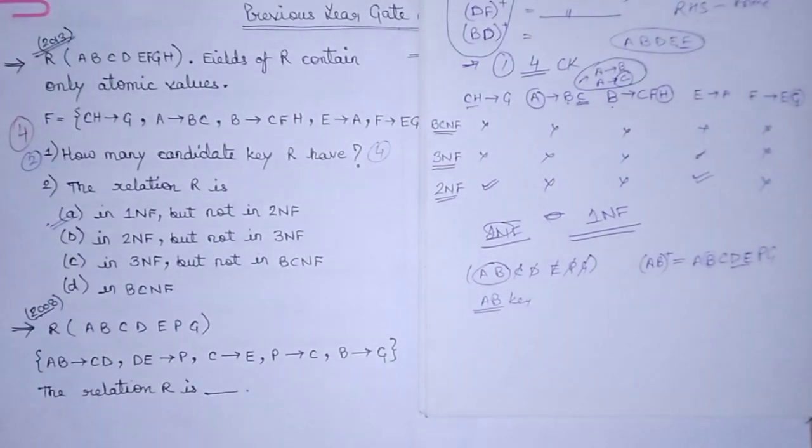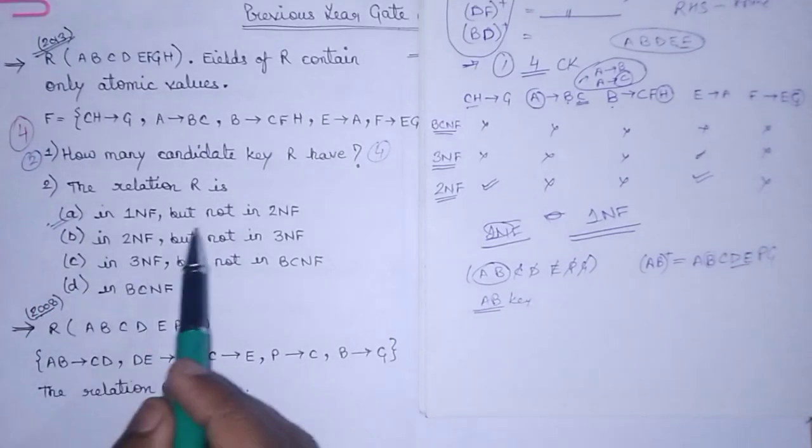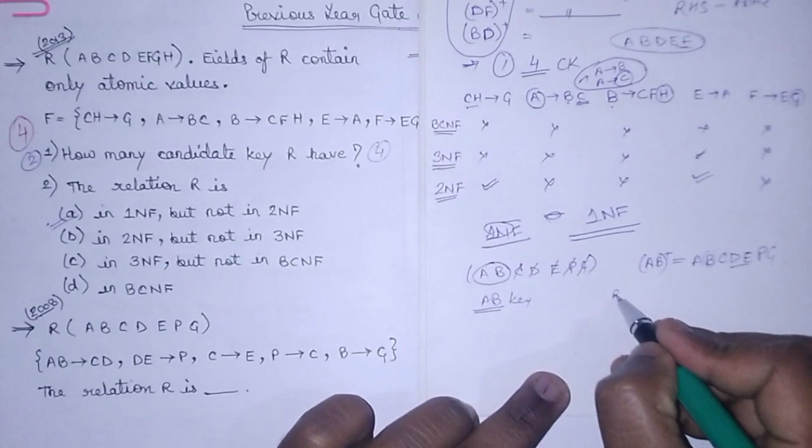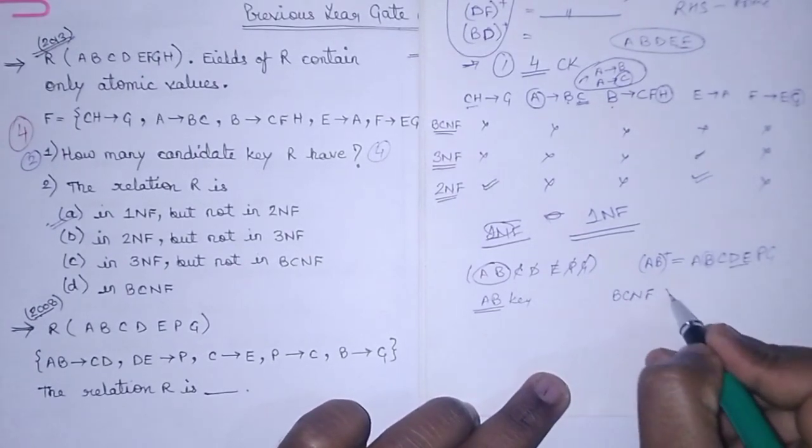Now we have to find out whether the relation is in 1NF, 2NF, 3NF or BCNF. The options were given the same, but I haven't written them here. For that, we have to check whether AB, the key, satisfies the BCNF condition, that is, the left side is a key. But here you can see that the left is not a key. That means the BCNF condition has been violated.